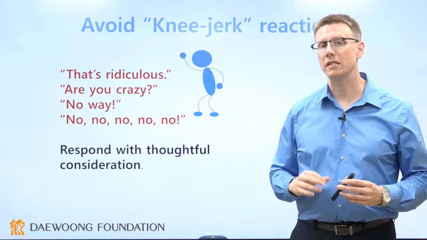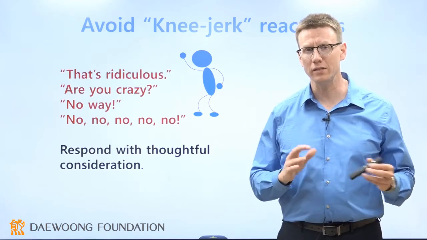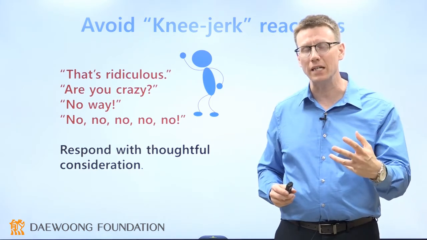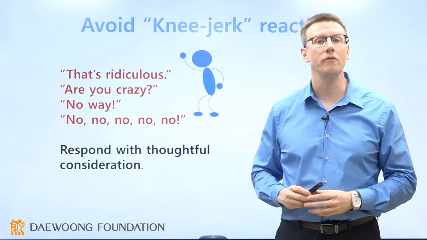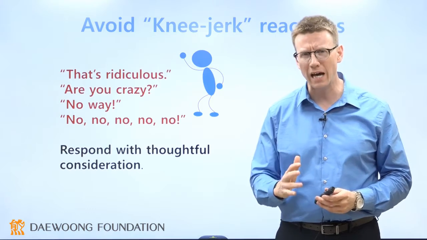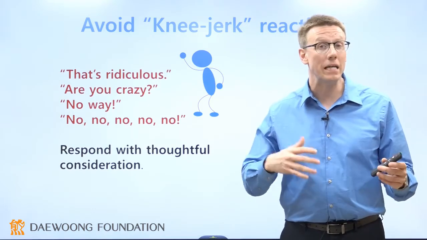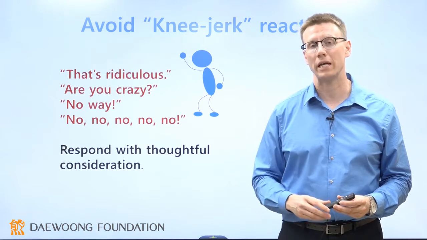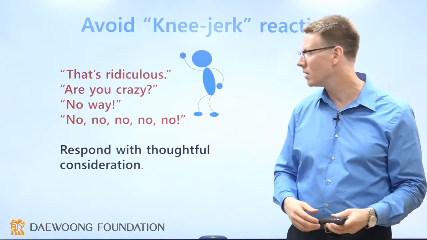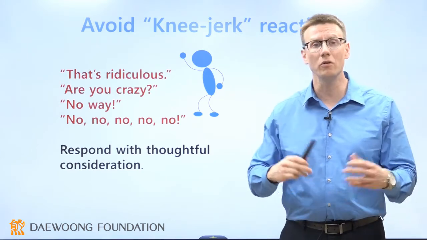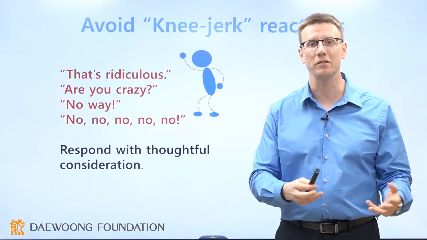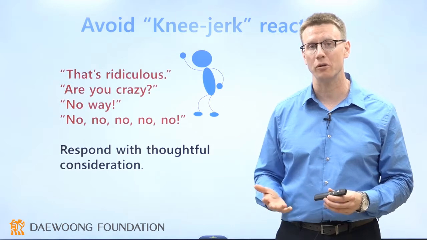The next one we're going to look at is knee-jerk reactions. Well, what is a knee-jerk reaction? A knee-jerk reaction is a reaction you have without thinking. And knee-jerk reactions often happen in meetings or in discussions when things become a little emotional, or maybe we're tired, we're frustrated, we can't make any progress, we might have a knee-jerk reaction. So some common knee-jerk reactions might be like, that's ridiculous, are you crazy? No way. Or a very common one is no 5 times. And you don't need to say no 5 times, you can just say it once. But this is a common example of a knee-jerk reaction.